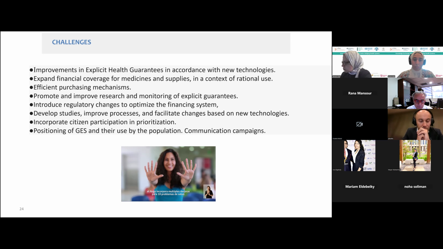And the other challenge for the future is to put the guarantee, how do you name it, GES, Garantías Explícitas en Salud, in Spanish, in the population through a communication campaign.